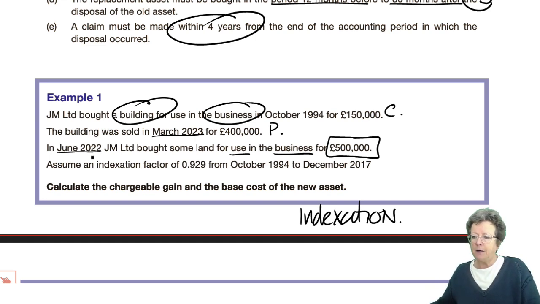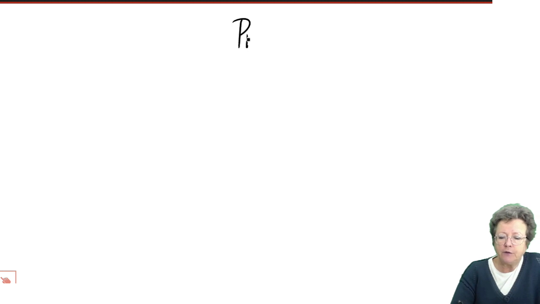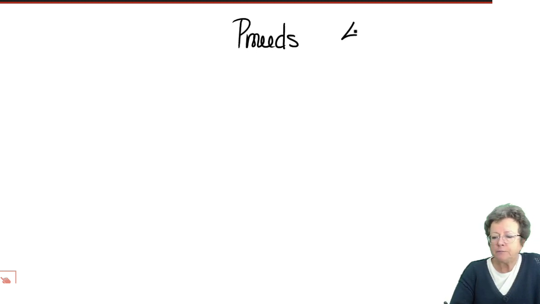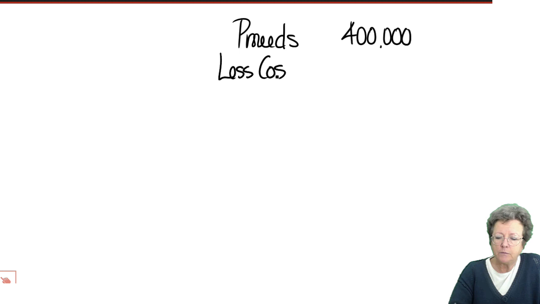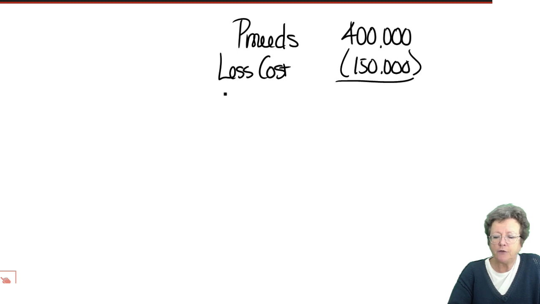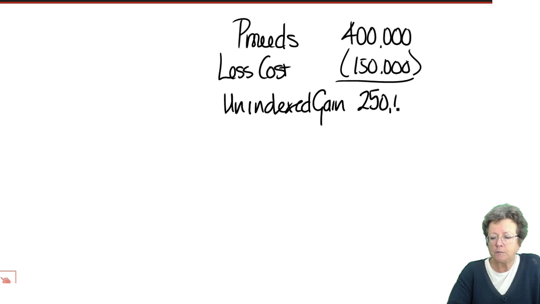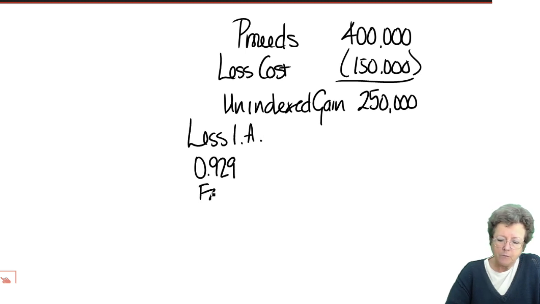So let's have a look at how that would look if we did a computation for it. So we have our proceeds from the question, less our cost from the question. Proceeds less cost equals a gain of 250,000. Now we have to take off that indexation allowance and we use the factor from the question and multiply it by the cost.